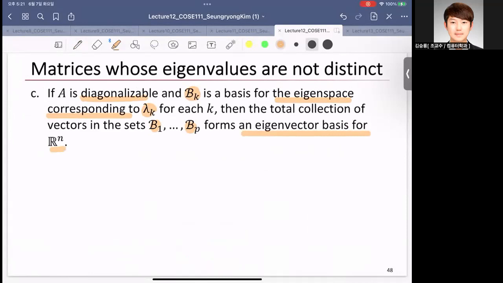Again, if matrix A is diagonalizable and there are eigenvalues lambda k, and let's say pk is the basis for the eigenspace, then the total collection of the vectors in the sets P1, P2, ..., Pp forms the eigenvector basis for lambda n. These are the properties for the eigenvectors.